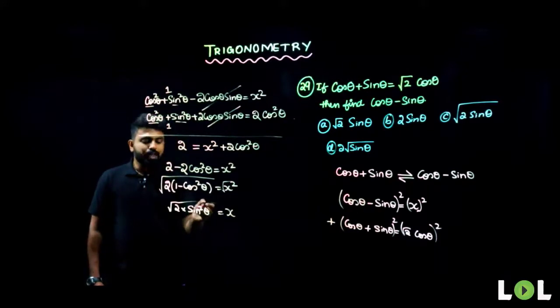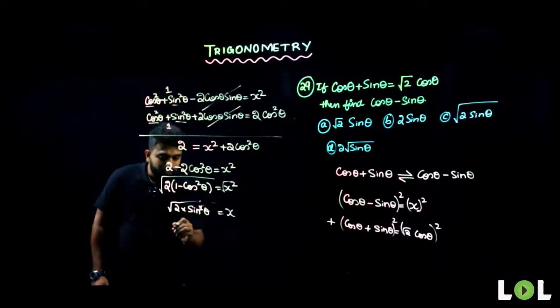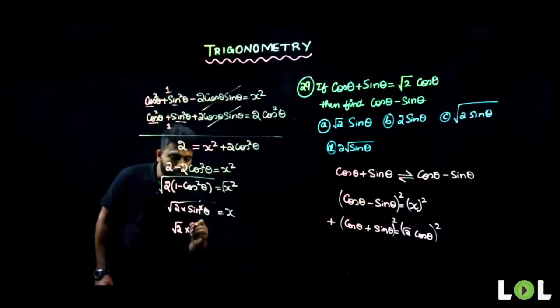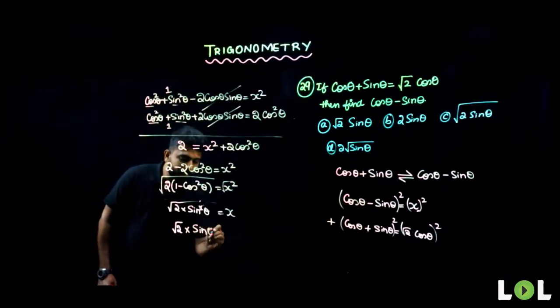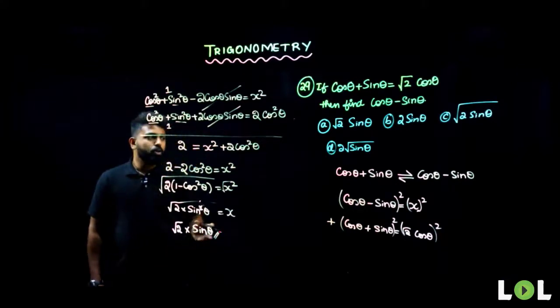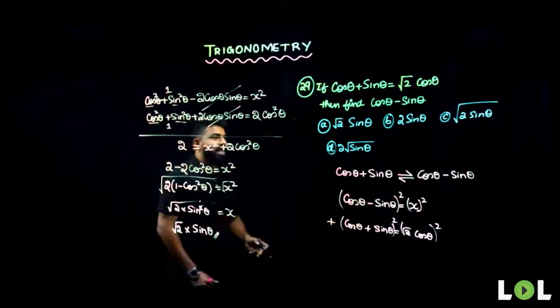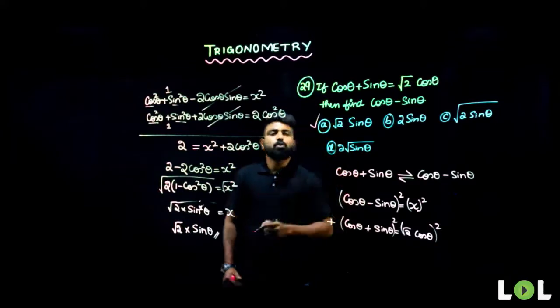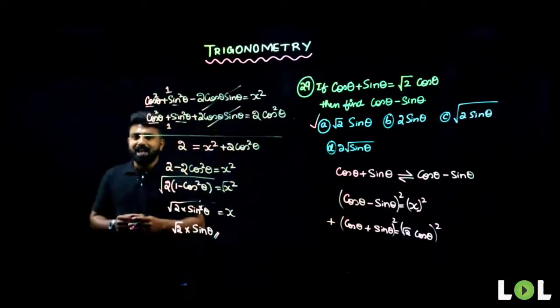Now, this square and root get cancelled. So, root 2 into sin theta will be my final answer. Do we have this in the options? Yes. Option A, root 2 sin theta will be my final answer.